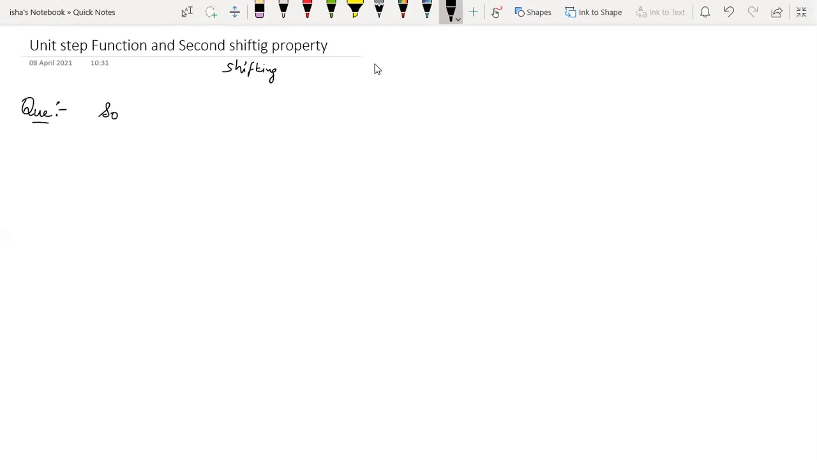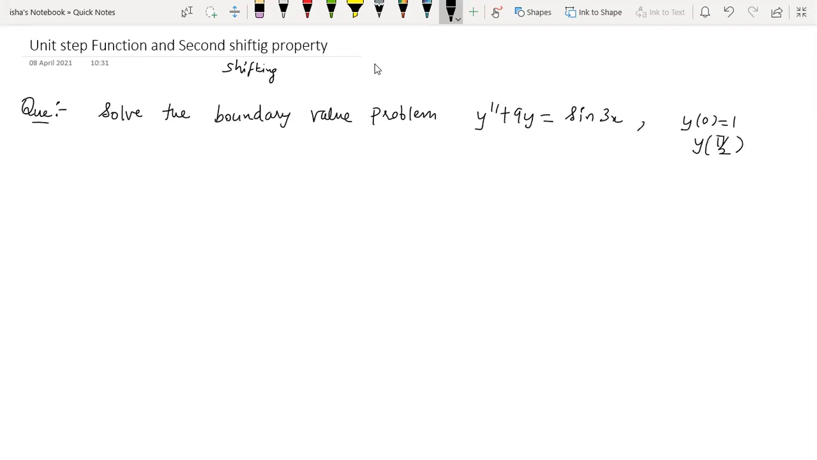So the question is, solve the boundary value problem y double dash plus 9y is sine 3x, y at 0 is 1, y at pi by 2 is 1. You're clear with the meaning that this is a boundary value problem because it's second order, but we are given two conditions to find the values of the arbitrary constants, and those conditions are defined at two different points. So it's a two point boundary value problem.